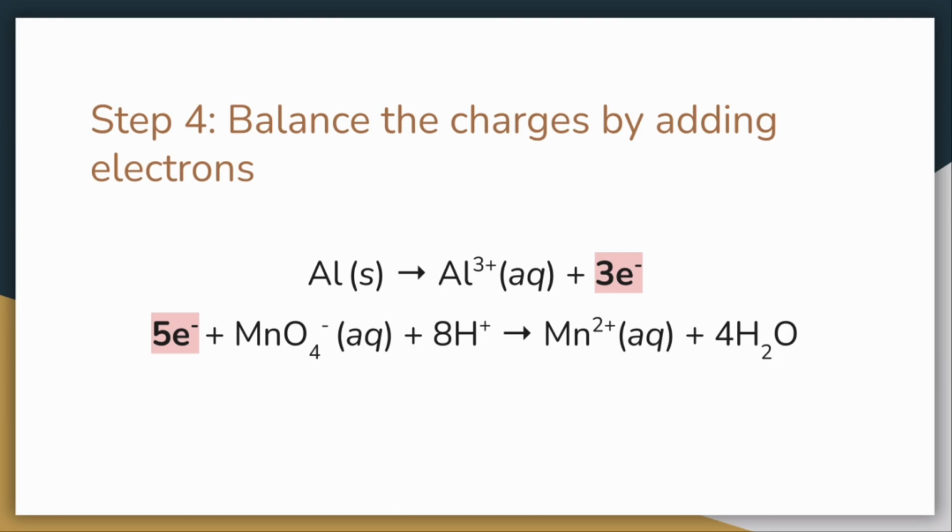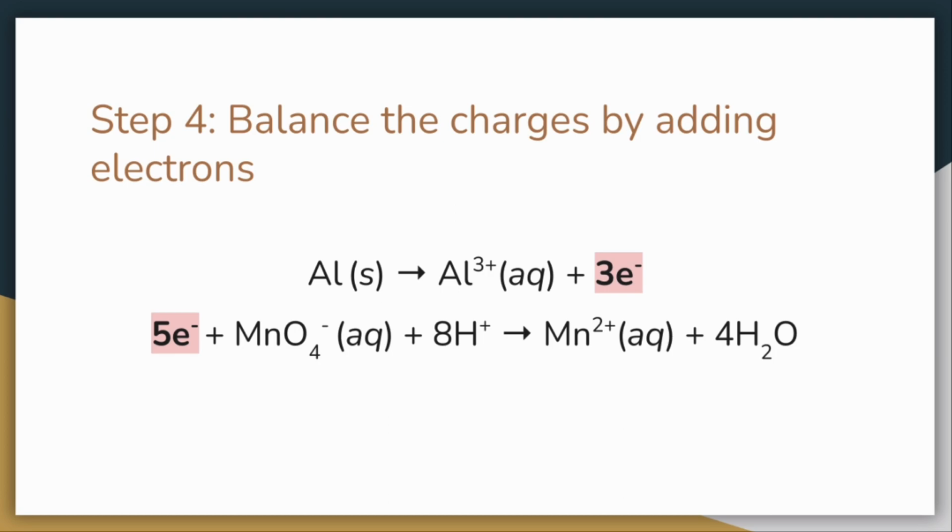Step 4 is balancing the charges by adding electrons. Looking at the first reaction, we see that there is a 0 charge on the reactant side and a +3 charge on the product side. To balance this, we have to add 3 negative electrons to the product side, making the new equation aluminum solid being oxidized to aluminum 3+ plus 3 electrons.